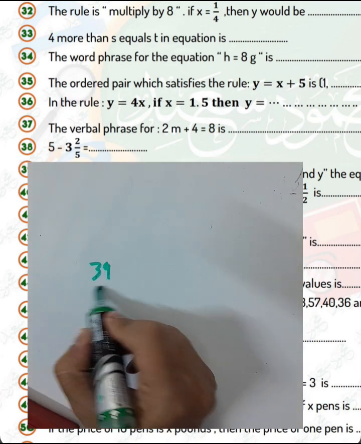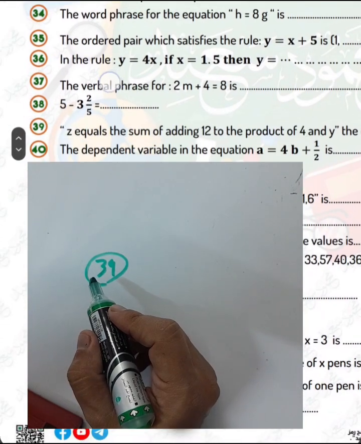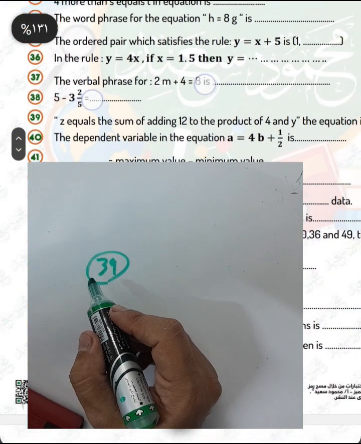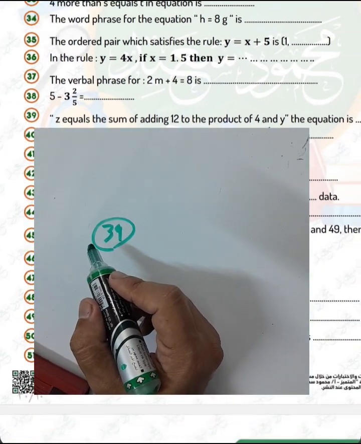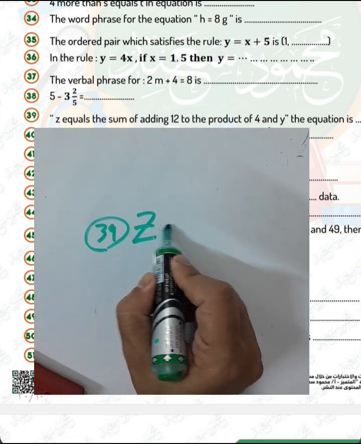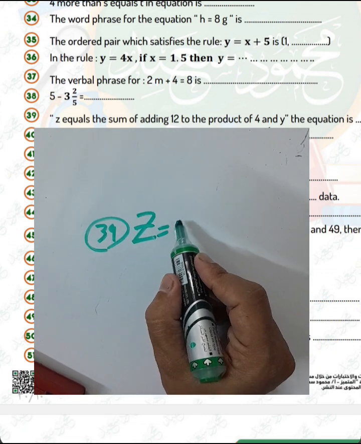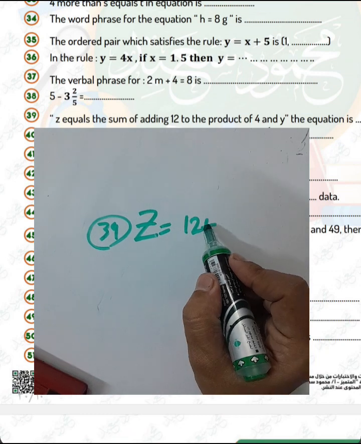Question 39. Z equals the sum of adding 12 to the product of 4 and y. Z equals the sum of adding 12 to the product of 4 and y.